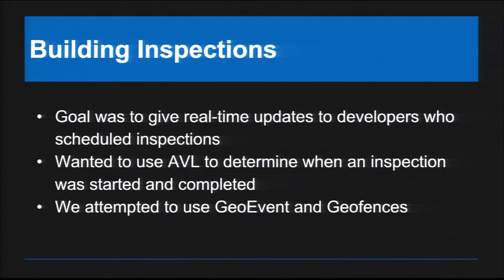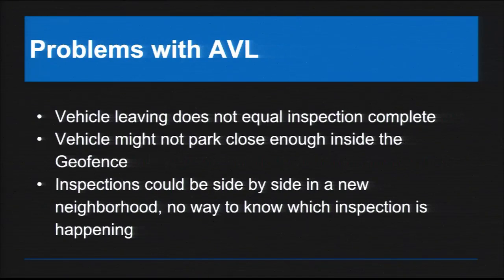So for building inspections, their goal was to give this real-time app to allow people that schedule inspections to see where they are on their inspector's queue. And they came to us wanting to use their AVL location to determine when the inspection started and was completed. We attempted using GeoEvent and GeoFences, but the results were not too good.